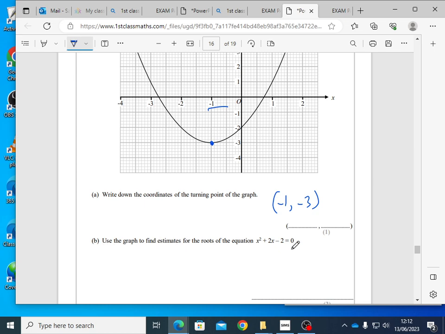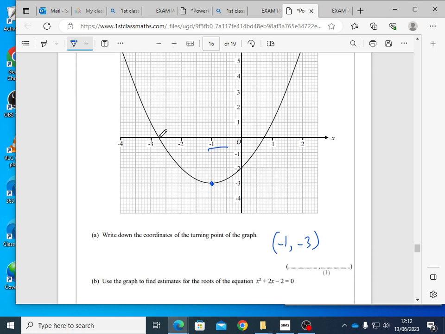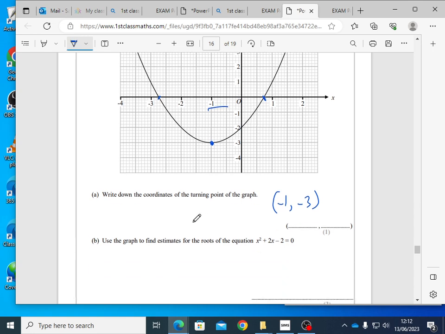Use the graph to estimate the solutions when that is equal to 0. So when is the graph equal to 0? It's equal to 0 here. And it's equal to 0 here. So the estimates are going to be x equals 0.7, or x is equal to -2.7.